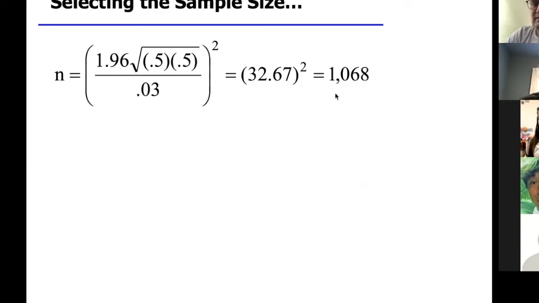Well, that's okay. That's again very conservative. So you probably need a sample size less than this, but it does give you an idea.